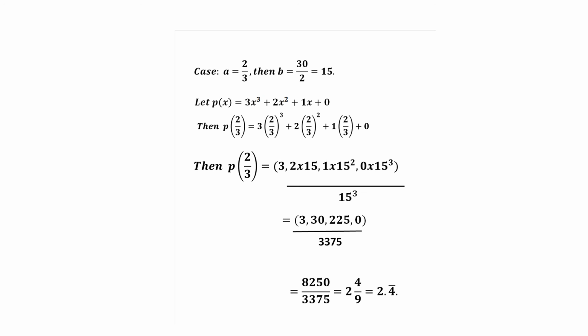We change the tuple into an integer and divide by 3375, and that's 8,250 divided by 3375. That goes in twice, and you got 4 9ths left over. And if you want to write it as a decimal, that's 2.4 repeating.